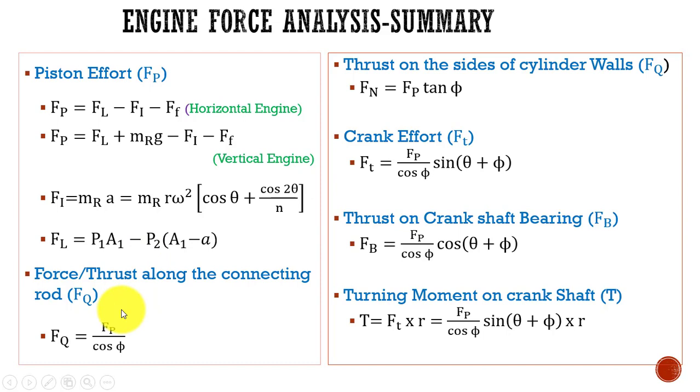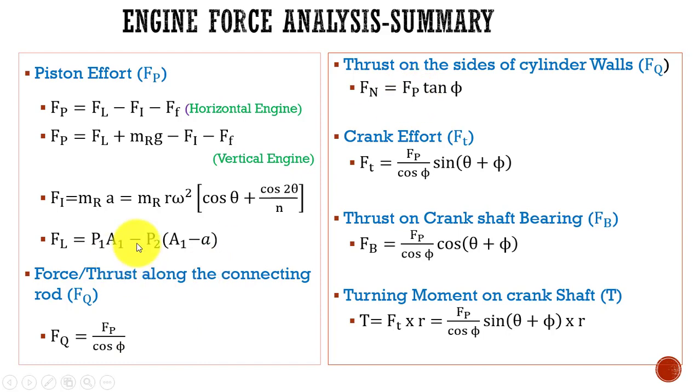As far as finding the thrust along the connecting rod is concerned, the formula is very simple: Fq is Fp over cos phi. And then the thrust on the side of the cylinder walls can be found by using this relation, that is Fn is equal to Fp tan phi. All these equations are derived in terms of Fp.